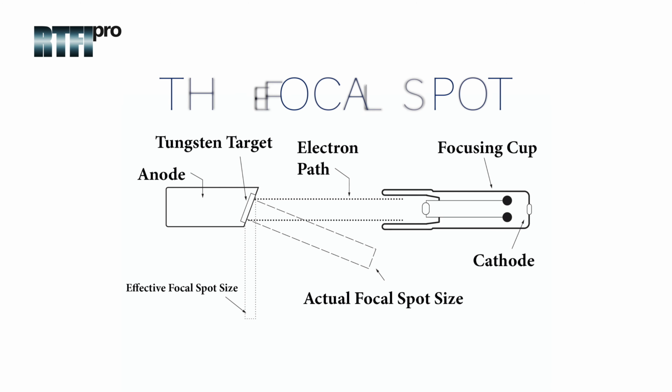The focal spot. The focal spot is the area on the target of the anode that is approximately 1 millimeter by 3 millimeters. This is the area that the electrons collide on the anode target.